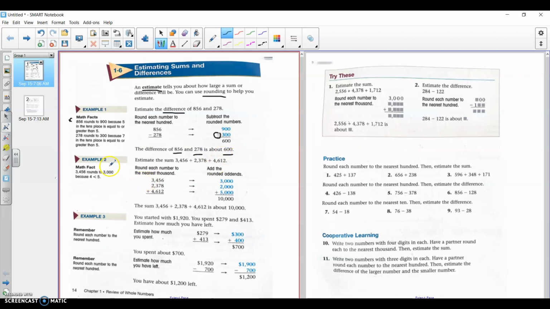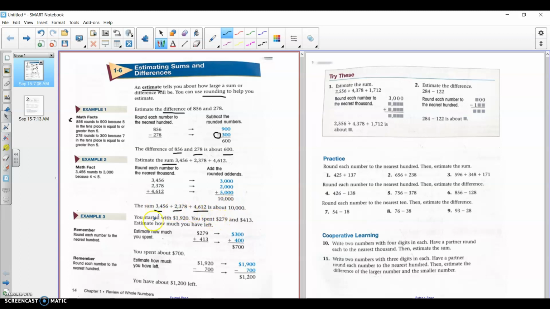In example number 2, estimate the sum. Sum means add, and this is what they've done here: 3,456 plus 2,378 plus 4,612. Since you're working with numbers in thousands, we are going to do the same thing as these math facts point out. We're going to round 3,456 to 3,000, 2,378 to 2,000, and 4,612 we can go up to 5,000. Now we can just add 3, 2, 5, which is 10,000. So the sum of those three numbers is about 10,000.